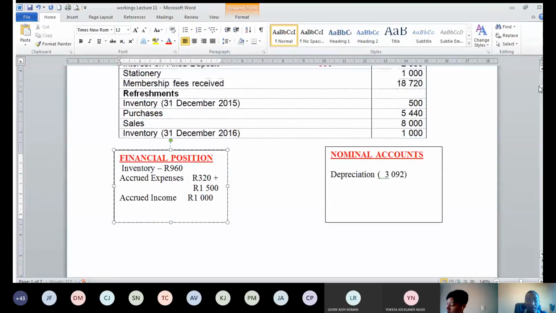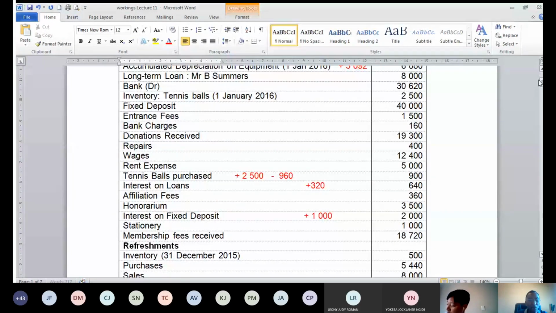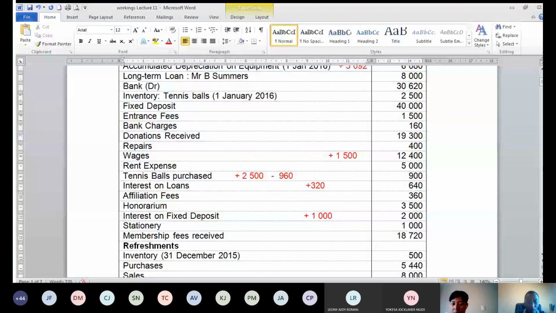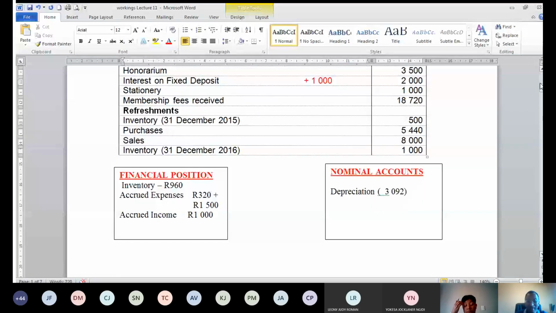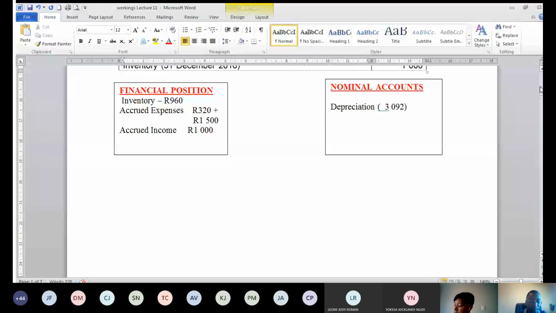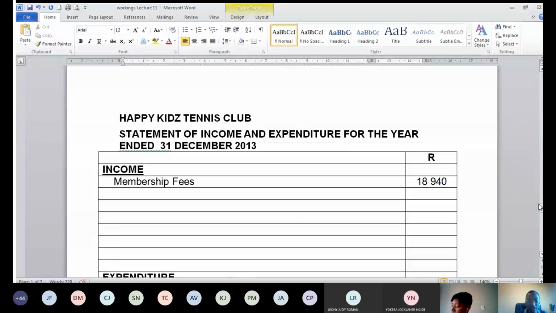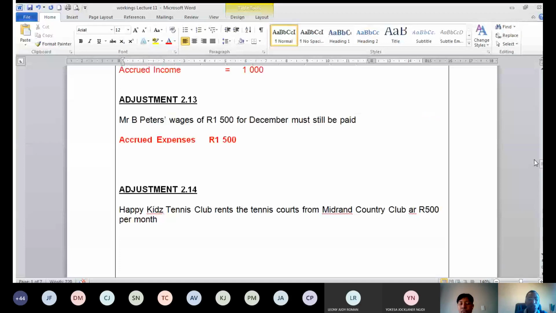The other account affected here, guys, will be our wages account. Go now to wages. The wages account, during the course of the year, we paid already 12,400 rand, but now we have a further expense here that will increase your wages by 1,500 rand. Okay, guys, so that will take care of that adjustment. Adjustment 213: account for wages and account for accrued expenses.